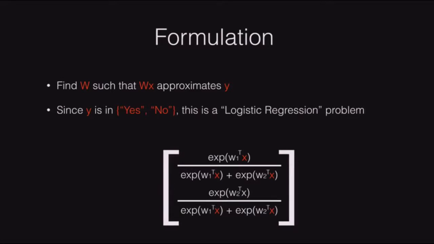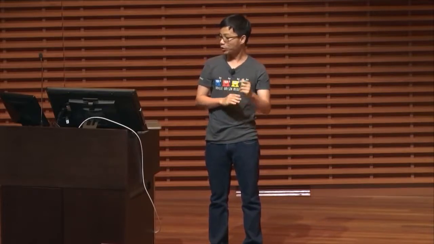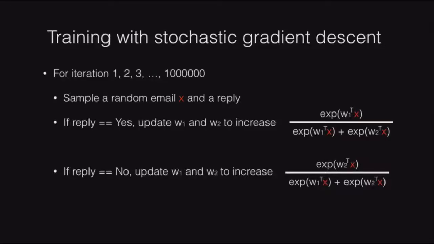But in short, the outcome comes as follows. You try to come up with a vector for every email. Your W is a two-column matrix. The first column will find the probability for whether the email has to be answered as yes. The second column will be for answered as no. And then you basically take the dot product between W1, the first column, and the input. The outcome is called the stochastic gradient descent.